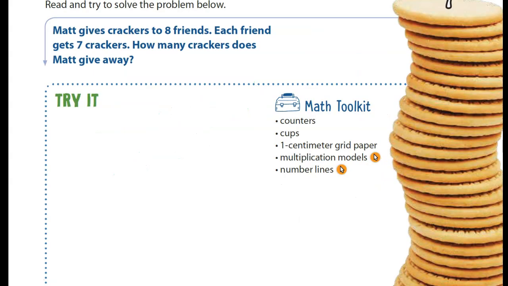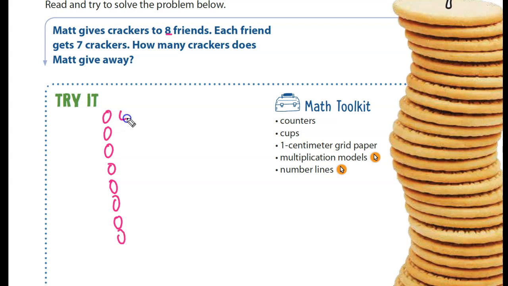And it says, Matt gives crackers to 8 friends. Each friend gets 7 crackers. How many crackers does Matt give away? Okay, let's do an array then. So how many friends? 8 friends. So how many rows do I need? 8. 1, 2, 3, 4, 5, 6, 7, 8. And then how many in each row? 7, because he gave 7 crackers.